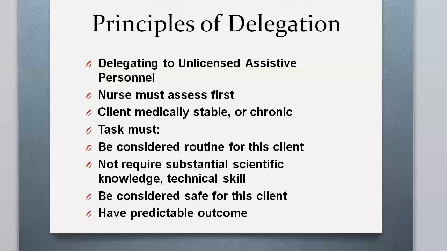And these are the principles of delegation: delegating to unlicensed assistive personnel. Nurses must assess first. The client must be medically stable or chronic. Tasks must be considered routine for this client, not requiring substantial scientific knowledge. Technical skills must be considered safe for this client and have predictable outcomes.